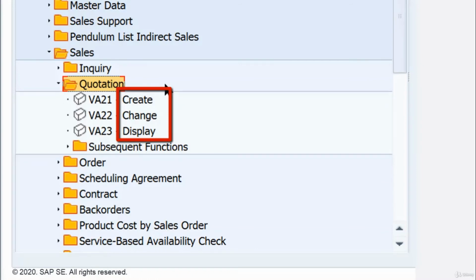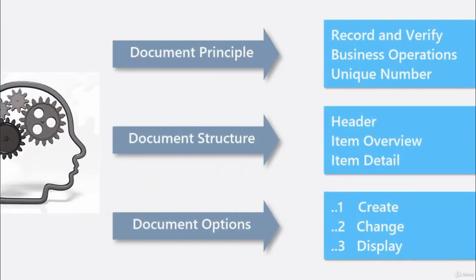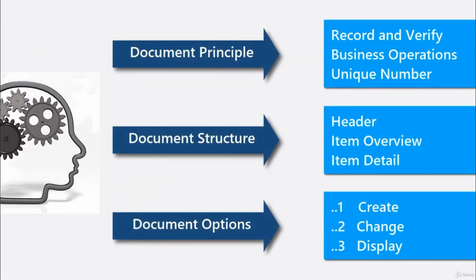With that, you're at the end of the video. In conclusion, the accounting document principle requires a company to record and verify certain business operations. The corresponding documents are stored with a unique number. To classify information, each document contains a header, an item overview, and an item detail.